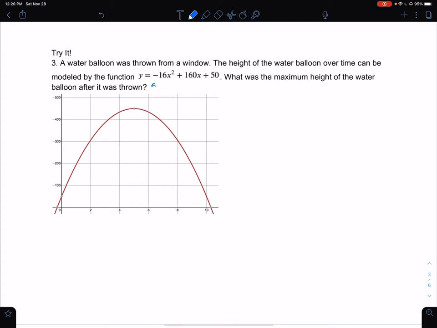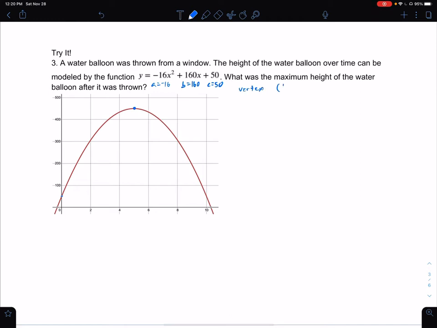So let's label our A, B, and C values, where C is your y-intercept, which is right here. That should be 50, which makes sense. Our graph matches up with our function. So we are trying to find the maximum height. The maximum height would be at the vertex. So we're trying to figure out the vertex.